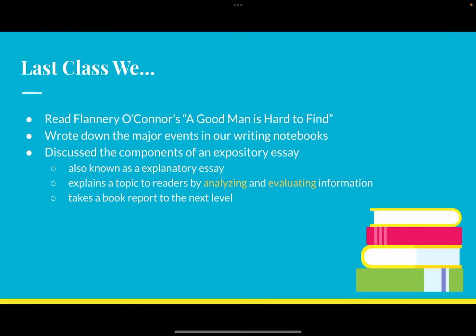So let's briefly go over what we learned last class. Last class, we read Flannery O'Connor's A Good Man is Hard to Find, a short story. We read that all together during the last class. And we also wrote down the major events within that story in our writing notebooks.